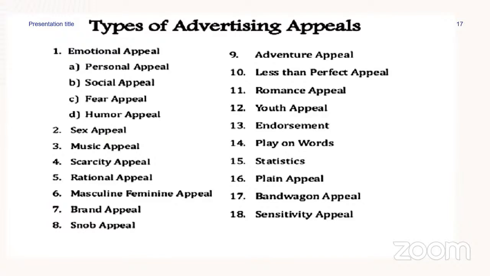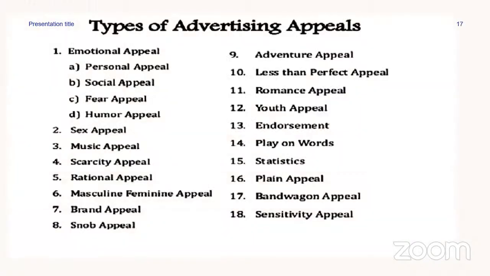Under emotion, we can see the personal appeal, social appeal, fear appeal, and humor appeal. Also the gender based appeal, the music appeal, and how best music is added to an advertisement. Then scarcity appeal, rationalist appeal, brand appeal, and so on. So there are around 18 types of appeals, out of which the company can select the appropriate and suitable one for their advertising strategies.